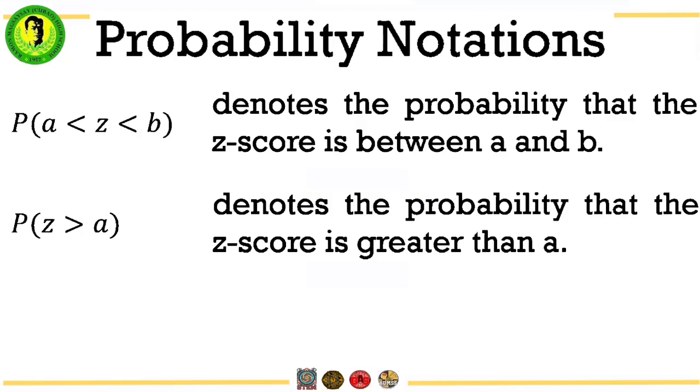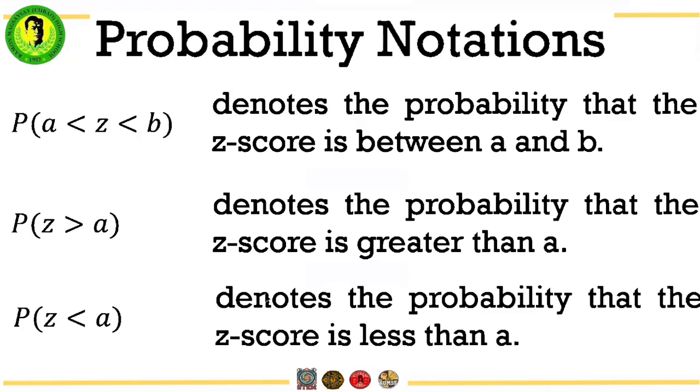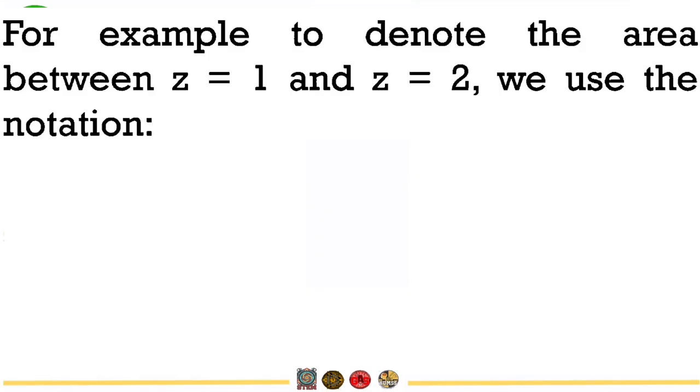Next, probability notation P of Z is greater than A. This denotes the probability that the z-score is greater than A. Again, A is a specific Z value. Then P of Z is less than A denotes the probability that the z-score is less than A. Again, A is a Z value. So let's have an example of how to do probability notations.